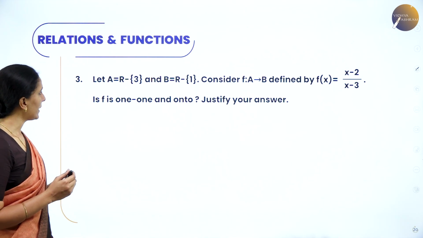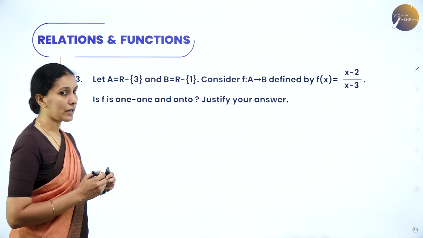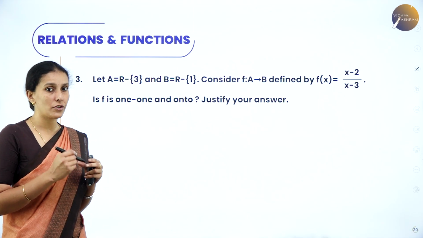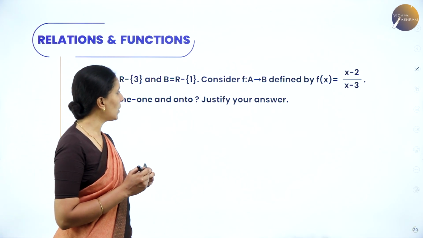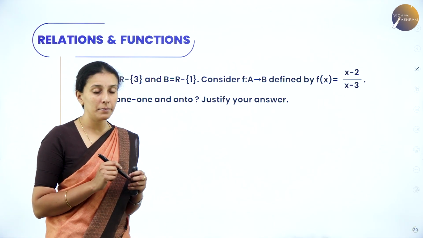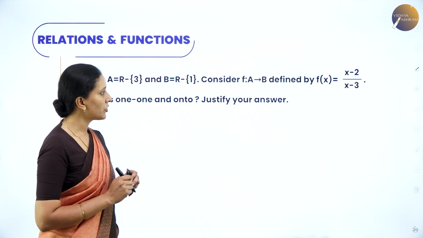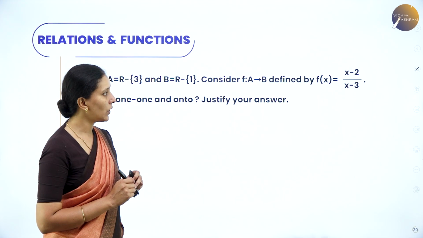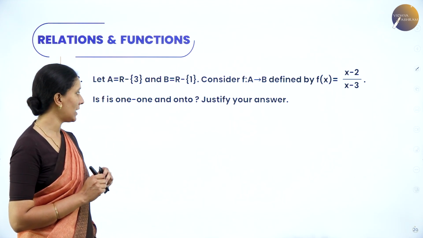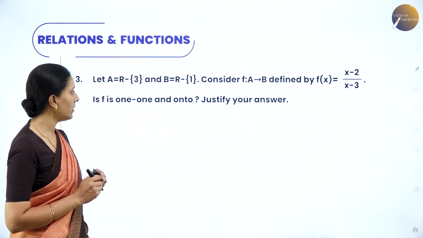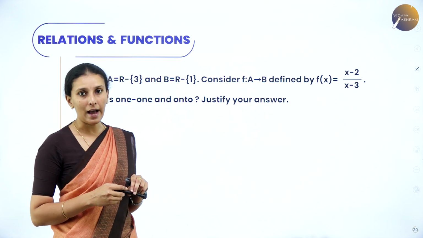Next question, let A be equal to R minus 3. That means a real number set which does not contain 3, and B is equal to R minus 1, the real number set which does not contain 1. Consider f from A to B defined by f of x is equal to (x minus 2) by (x minus 3). Is f one-one and onto? Justify your answer.